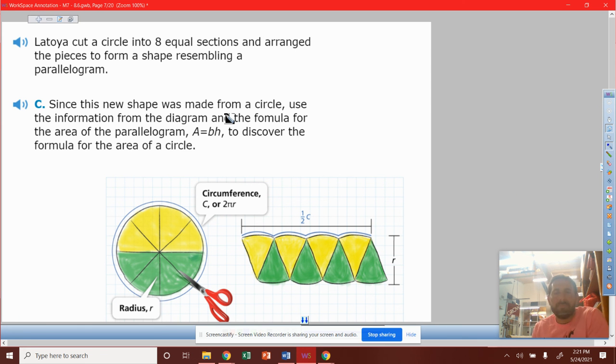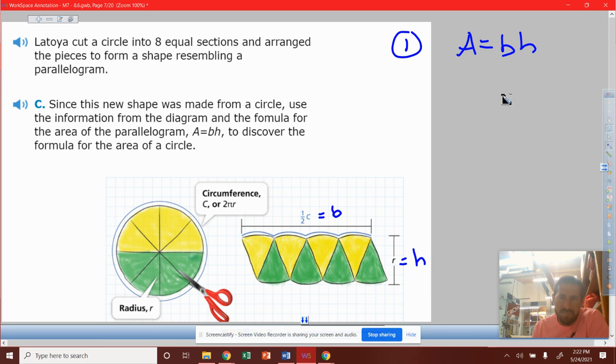Since the new shape was made from a circle, using the information from the diagram and the formula for the area of a parallelogram, step 1, we're going to write down a formula: area equals base times height. We're going to use this to discover the area of a circle. So we have our base as 1/2 the circumference. We have our height as the radius. So now let's substitute what we know.